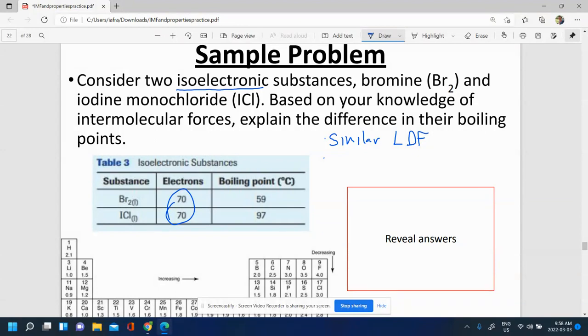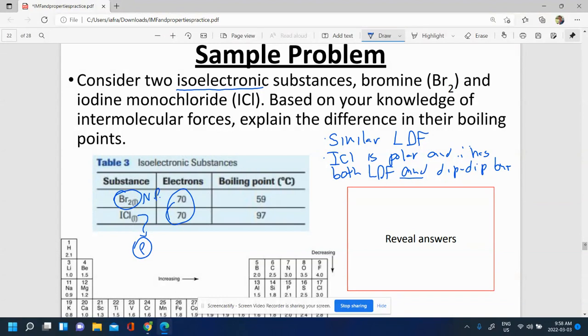What is different? Well, if you look at the polarity, this is nonpolar. And if you do the polarity process, you'll see that ICl is polar. So ICl is polar and therefore has both LDF and dipole-dipole. But Br2 is nonpolar and has LDF only. So it's easier to break only LDF compared to breaking LDF and dipole-dipole.